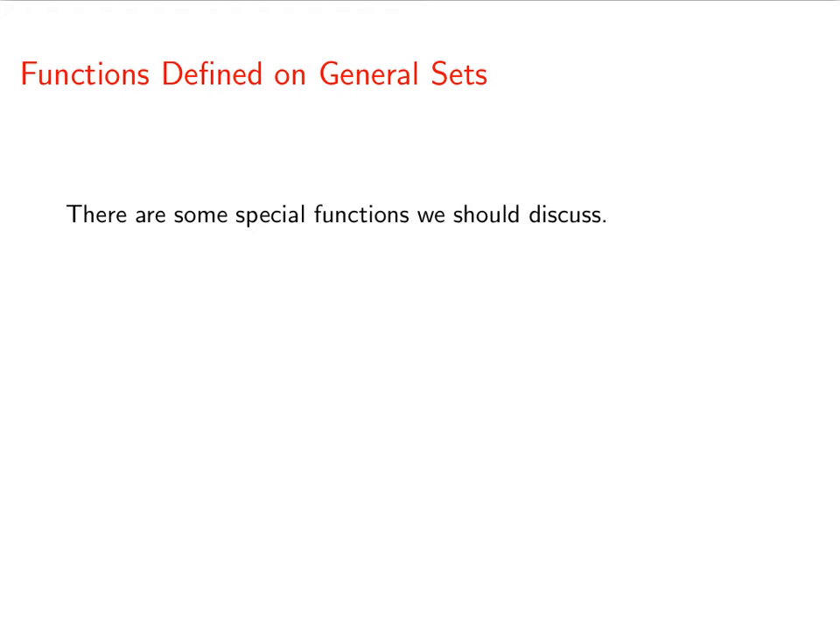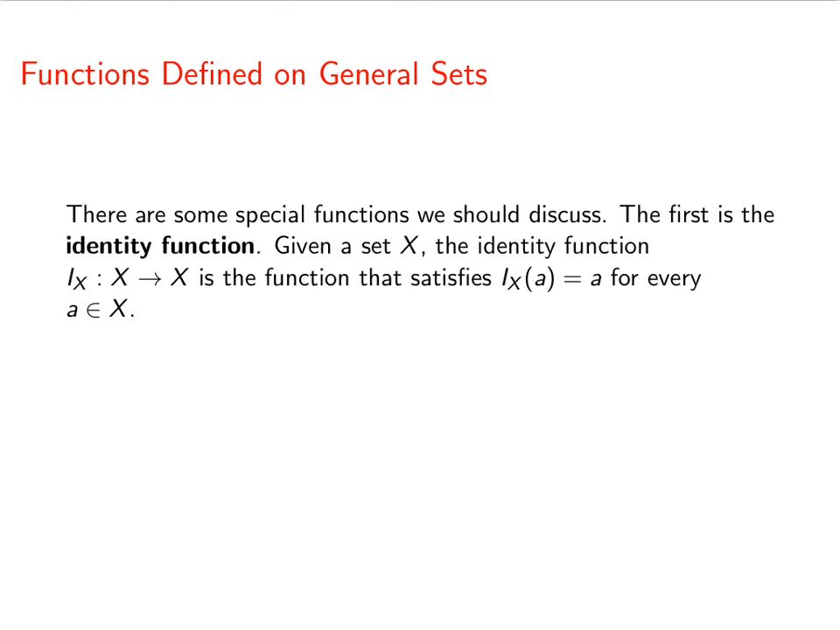Hello, discrete math fans. Let's go through a few special functions that will come up from time to time. The first one is called the identity function. So given a set x, the identity function, which we'll call I, or sometimes I sub x, is a function that maps x to x. It's the function that satisfies I of a is equal to a for every a in the set x. What a boring function. All it does is take the input and spit that input right back out.